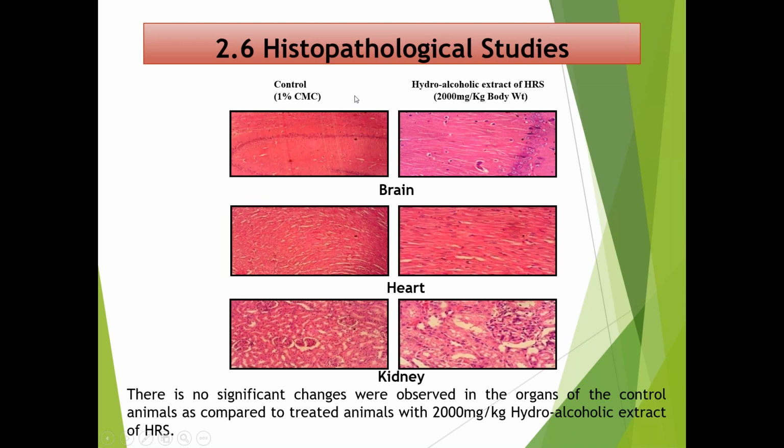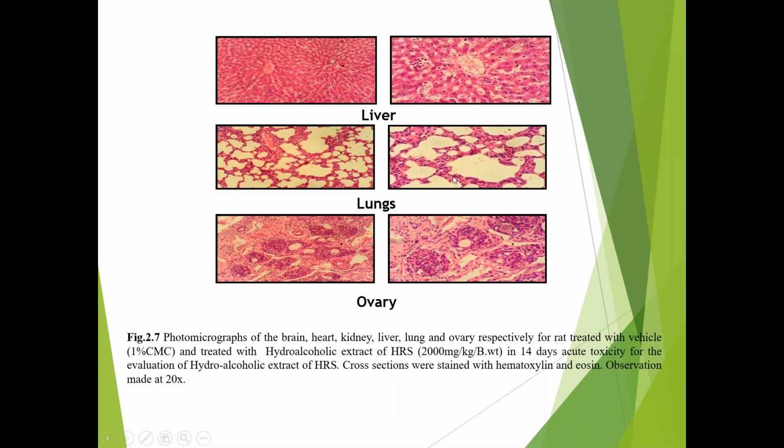After that we also did histopathological studies, which show normal size, normal cells, cell wall and other cell structures in both the control brain and the extract-treated brain, and the heart. So both have normal findings. There is no significant change observed in this study. The liver, lungs, and ovary are also seen as normal.